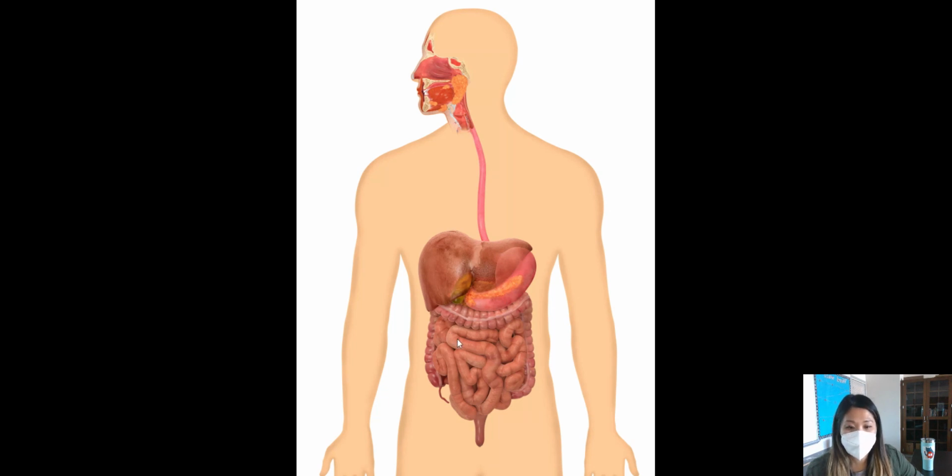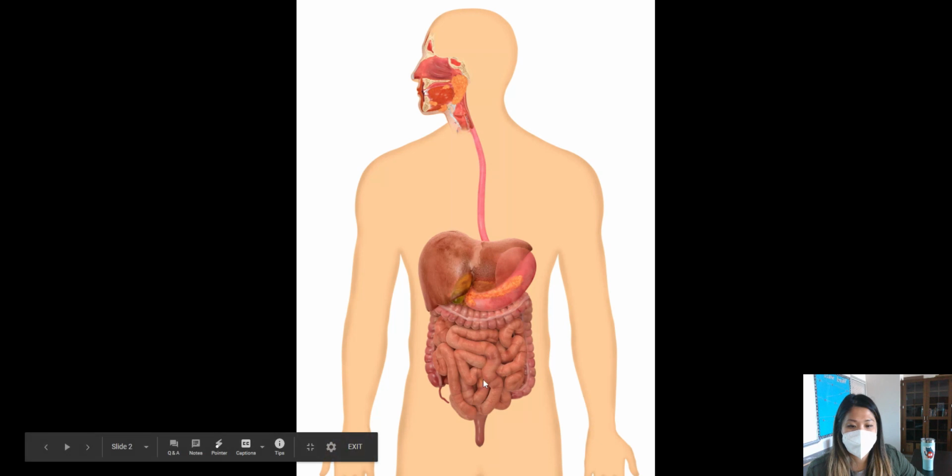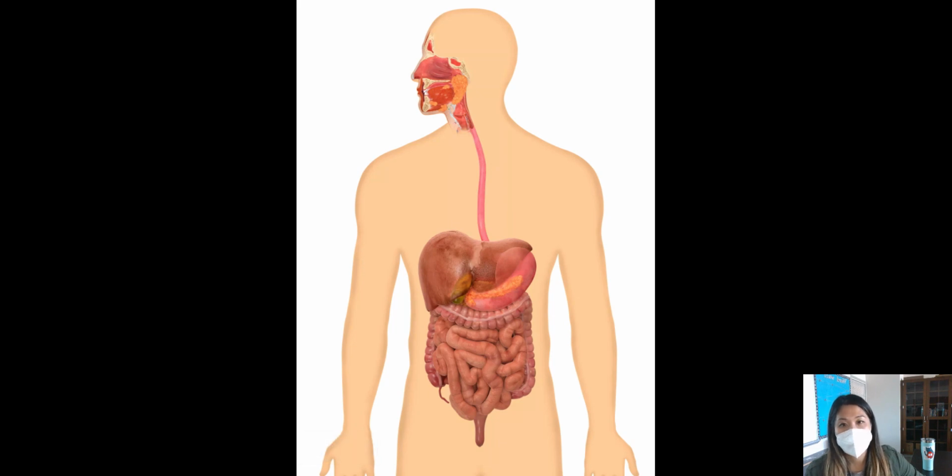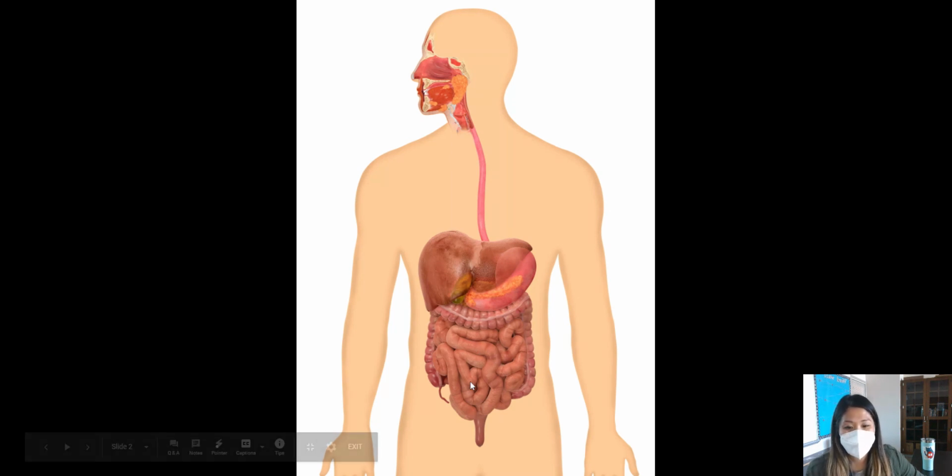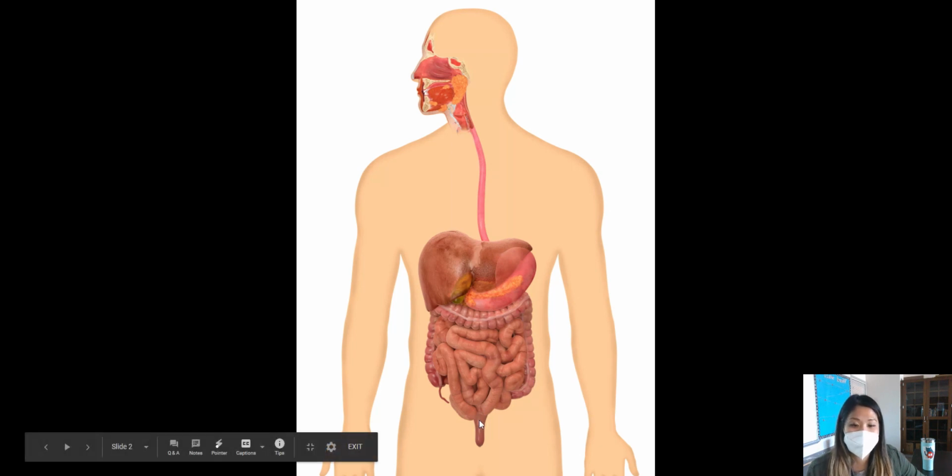Then the food's going to move into the small intestines, which is this part right here in the middle. And this is where nutrients are absorbed from the food. And the nutrients chemically go into the bloodstream, and then the bloodstream delivers the nutrients to all the cells in the body. Then the food moves through the large intestines along the edges, and the large intestine's job is to absorb water from the food. The waste that's left over exits the body through the rectum and the anus.